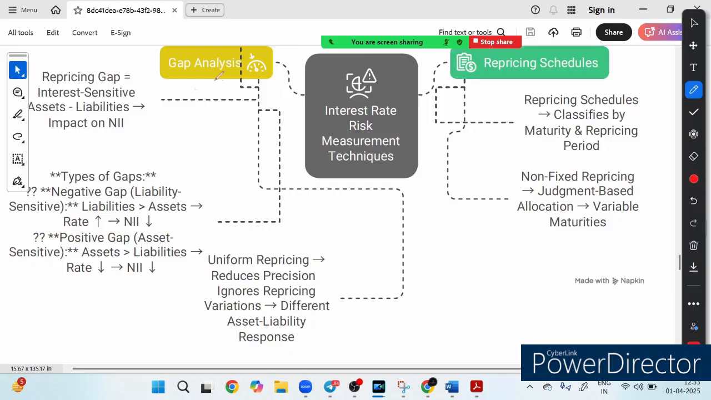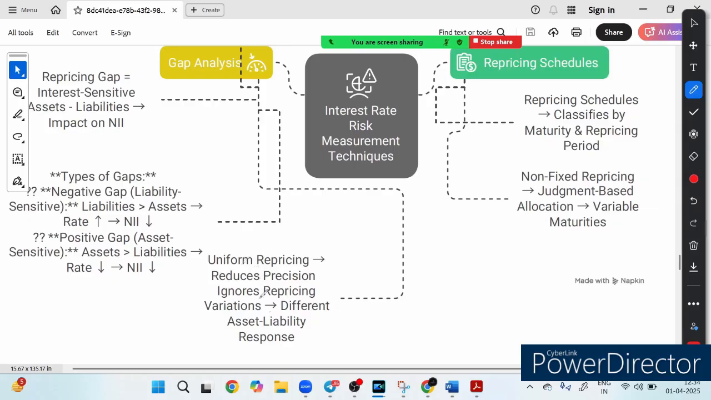So basically this is called gap analysis, right? We see the types of gap, whether it is negative gap or positive gap. If it is negative, then rate and NII have reverse movement. They are inversely proportional. And if it is positive gap, then both have the same movement. So the question is, what is the limitation of gap analysis? Yes, it has limitations also.